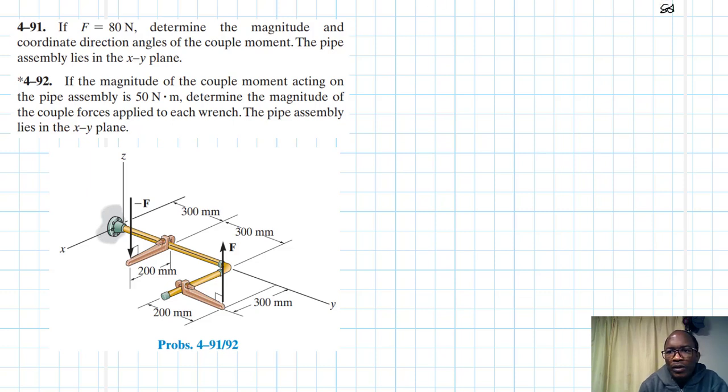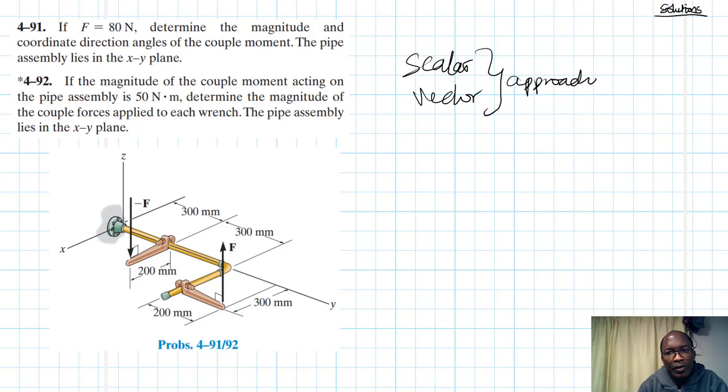Both these problems are coming from the Engineering Mechanics Statics textbook, 13th edition by R.C. Hibbeler. We can solve these problems by using the scalar or the vector approaches. It's up to you to choose which one is preferable for you. If the problem has not stated which method to use, then you can choose whichever is okay for you.